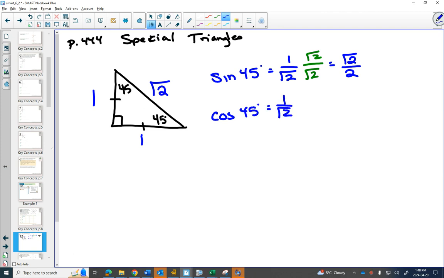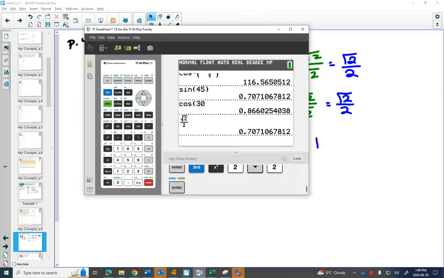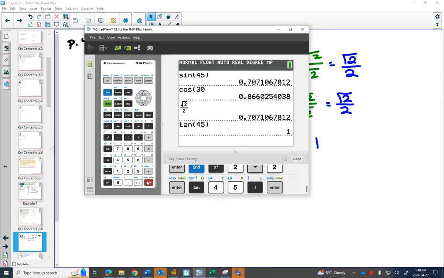adjacent over hypotenuse, which of course we have to rationalize the denominator, is also root 2 over 2. And tan of 45 is the easiest one to do without a calculator. It's going to be 1 over 1, opposite over adjacent, which is, of course, just 1. Check it out on our calculator. If I do tan of 45 degrees, I get 1.